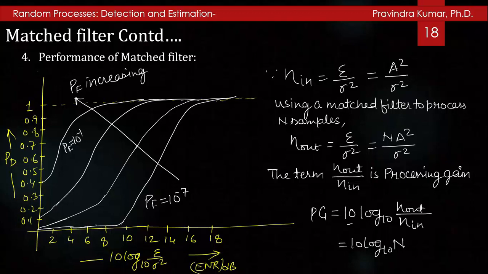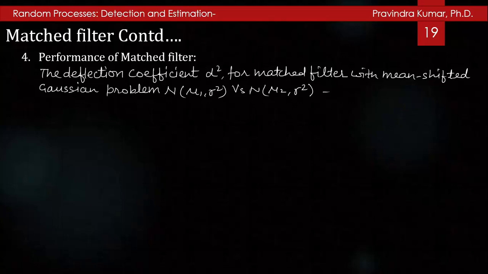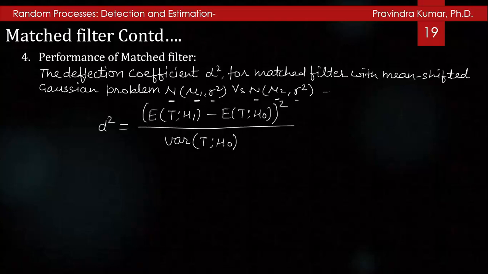The processing gain can be viewed as the advantage of making a decision based on the test statistic, which is an optimal combination of the data. In another way, the matched filter test statistic has the PDF of a mean-shifted Gaussian. It means you have a Gaussian PDF with mean mu1 and variance sigma square versus a Gaussian PDF with mean mu2 and variance sigma square. The variance is the same but the means are different here. So the deflection coefficient is characterized by the expected value under hypothesis H1 minus the expected value under hypothesis H0, squared, divided by the variance under hypothesis H0.